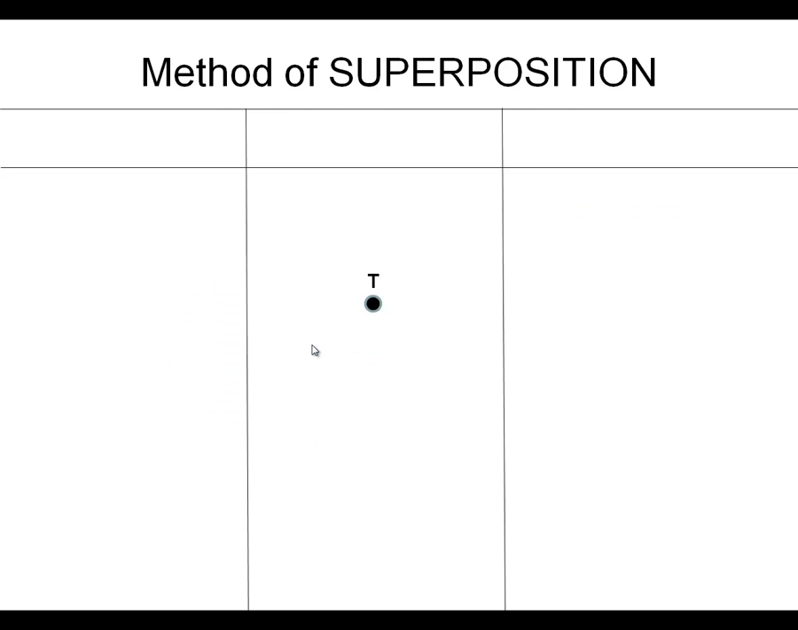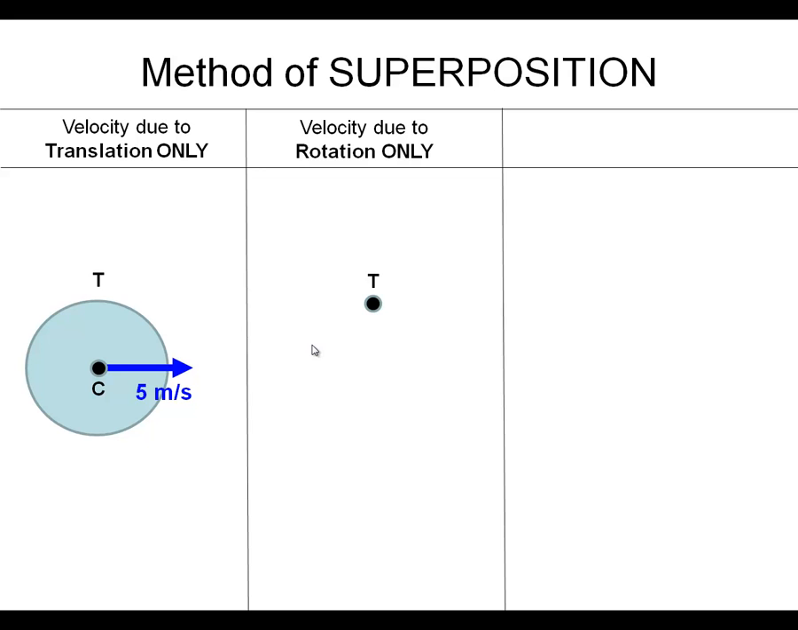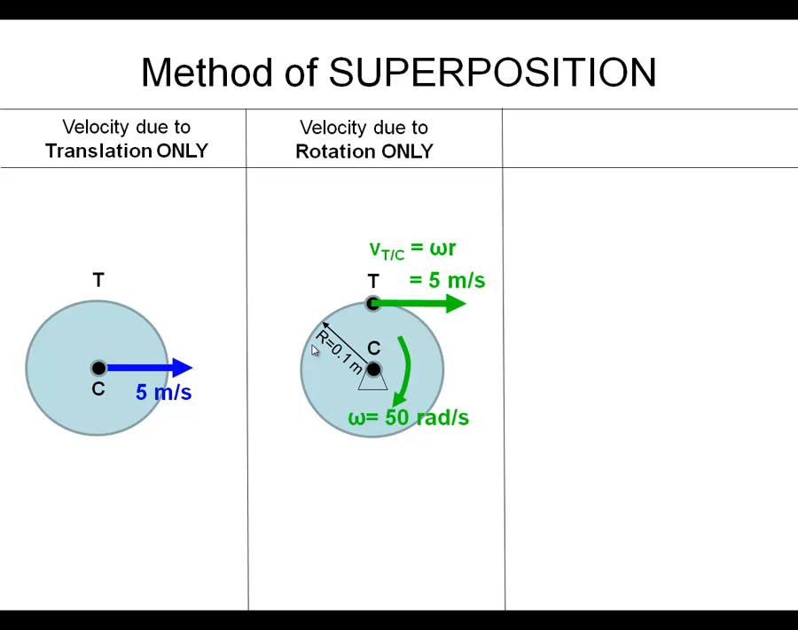So let's do this. We're going to superimpose them. First of all, let's do the velocity due to translation only. Well, 5 meters a second. Now let's look at the velocity due to rotation only. In other words, if this was only rotating at 50 radians per second, the velocity of the top would be omega times r. With a 0.1 meter radius and omega of 50 radians per second, that's 5 meters per second.